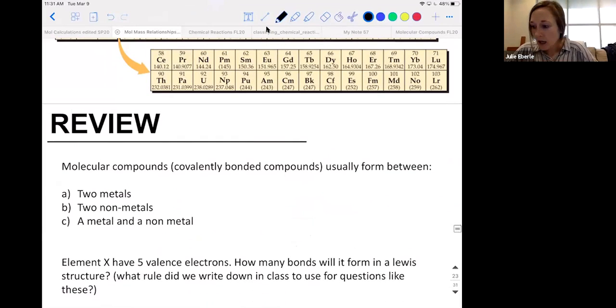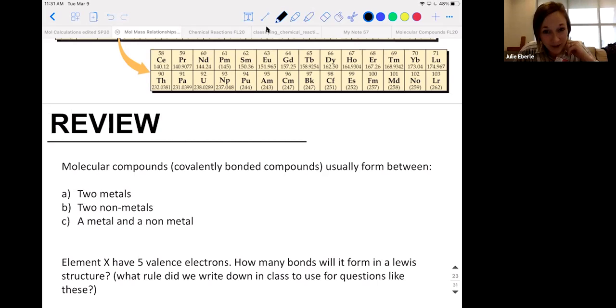Here we go. Molecular compounds, covalently bonded compounds, usually form between what? 2 metals, nonmetals, or a metal and a nonmetal. What do you think, A, B, or C? You can just type it in the chat. Keegan says C. Kishan says C. Summer disagrees. Summer says B, 2 nonmetals.